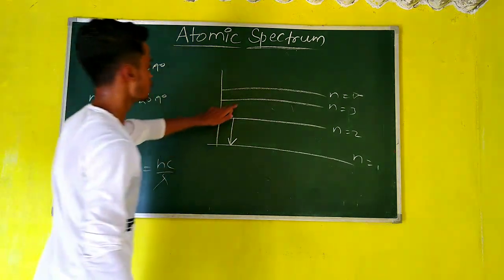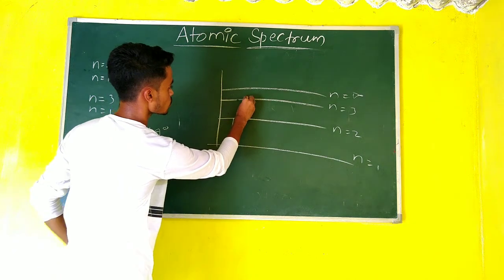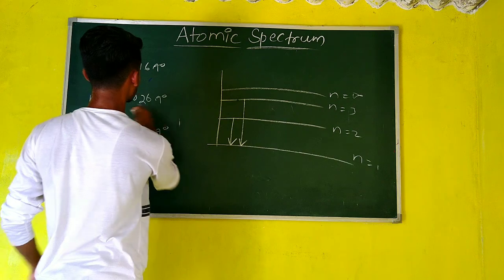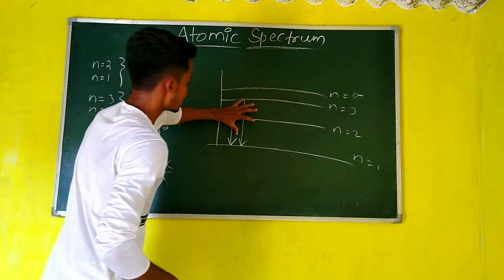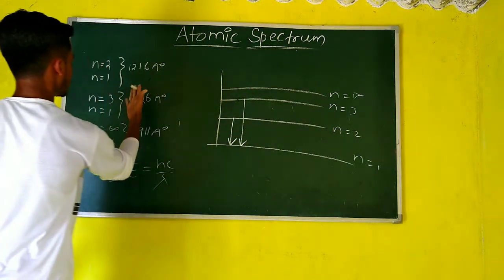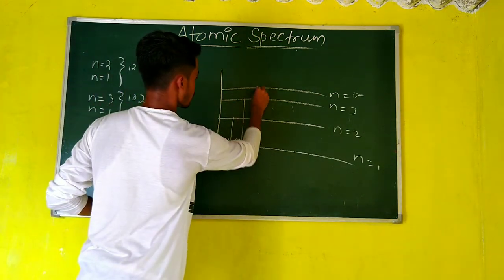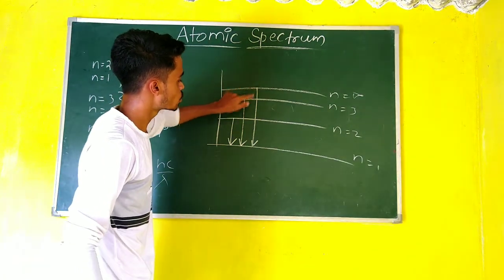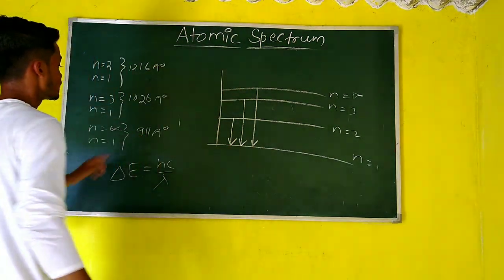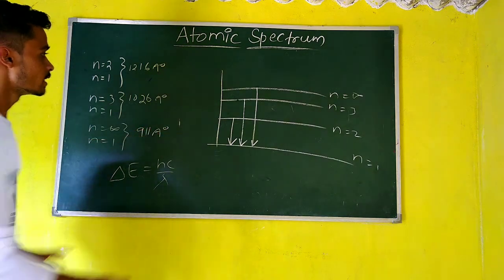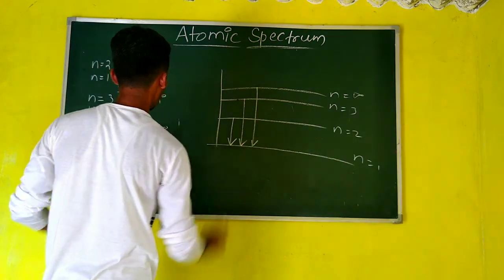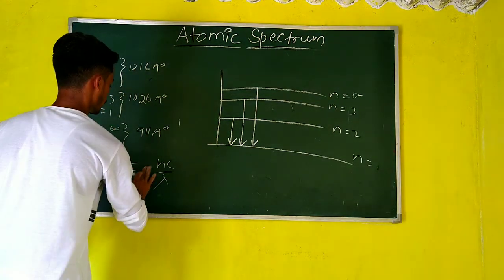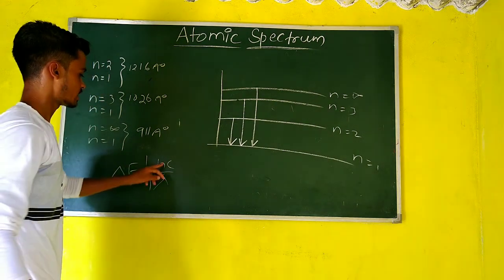If n equal to 3 and n equal to 1, it means the electron jumps from the third energy level to the first energy level, and the wavelength is 1026 angstrom. It means if the transition increases, then the wavelength value decreases. Then in the infinite case, when the electron jumps from infinity to the first energy level, the wavelength is 911 angstrom, which means the highest transition has the lowest wavelength value. So students, delta E is inversely proportional to hc by lambda.